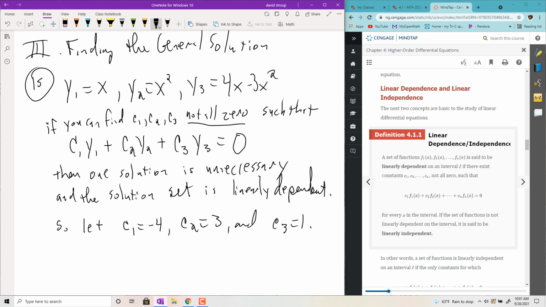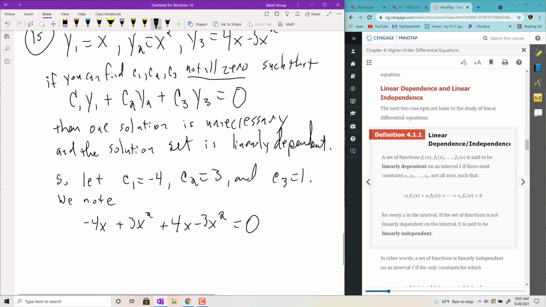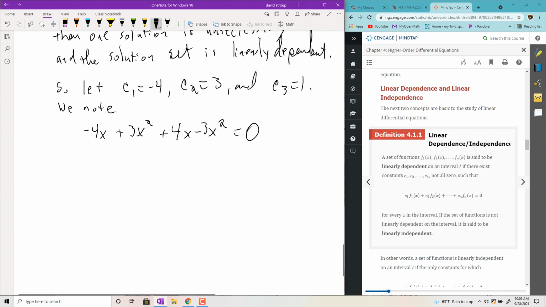So in that case, we note -4x plus 3x squared plus 4x minus 3x squared, of course, equals 0. And hence that set of solutions is not linearly independent. It's linearly dependent. And therefore, it's not going to be that perfect set that we want for our general solution. Okay, so again, this idea of linearly dependent versus independent.